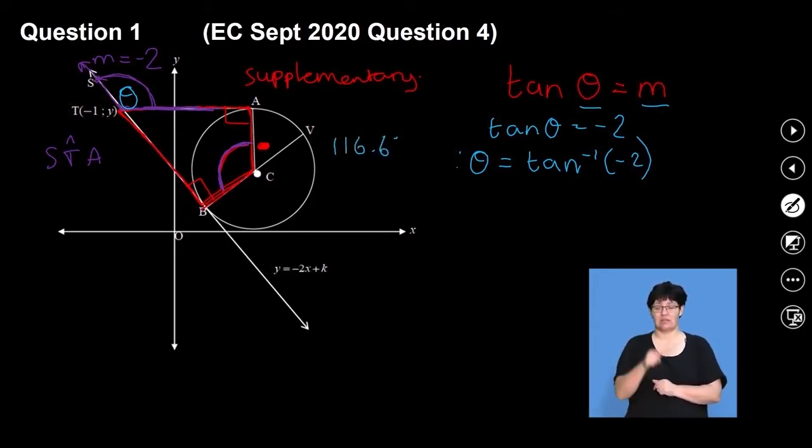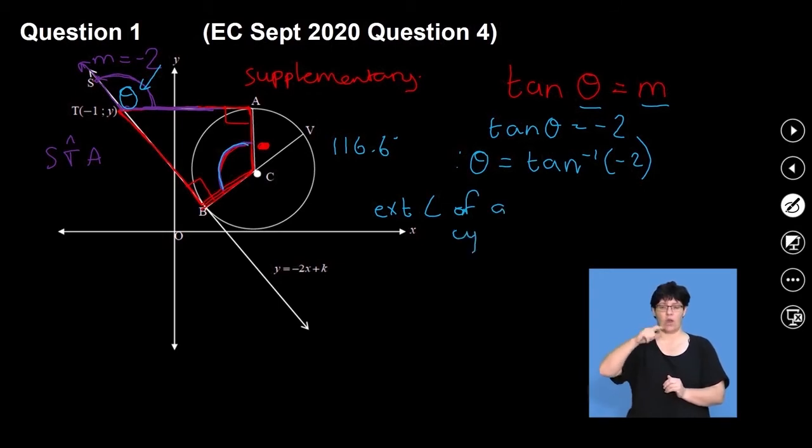So therefore it is equal to 116.6 degrees. And if this angle theta is equal to 116.6 degrees, then this angle over here must also be equal to 116.6 degrees. And again, your reason would be that we have the exterior angle of a cyclic quadrilateral.